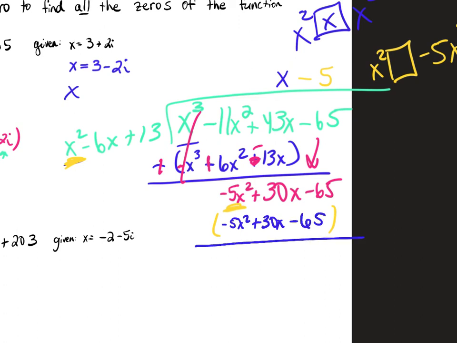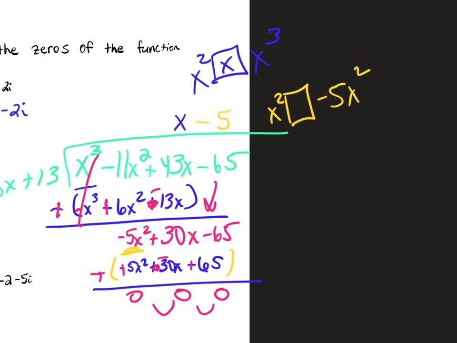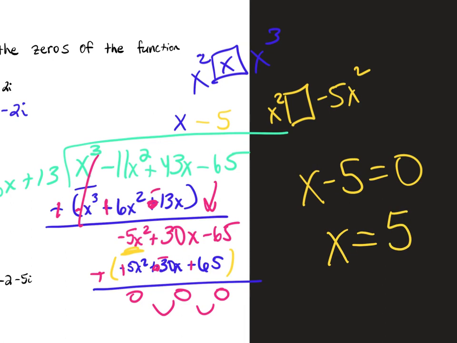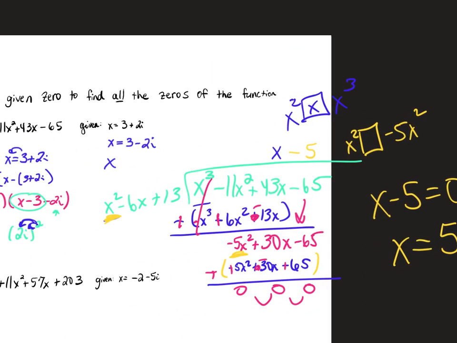Before I can subtract, I need to change. What's negative 65 and positive 65? 0. What's 30x minus 30x? 0. What's negative 5x squared, positive 5x squared? 0. So x minus 5 is what I'm left over with. So if I'm going to find the 0 here, x minus 5 equals 0. So x equals how much? 5. There you go. So your 3 zeros for this problem are x equals 3 plus 2i, x equals 3 minus 2i, and x equals 5.